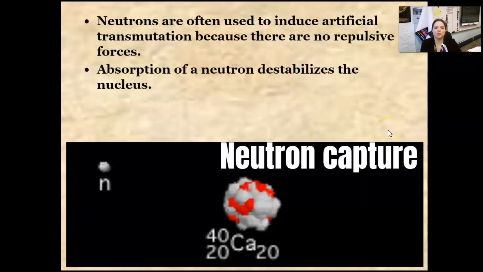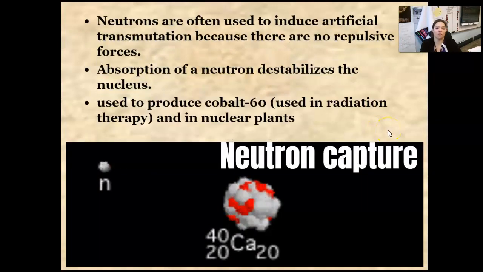All right, so neutrons are often used to induce artificial transmutation because there's no repulsive forces. Remember, neutron is neutral, it's Switzerland. So the absorption of a neutron destabilizes the nucleus, and it's used to produce cobalt-60, which is used in radiation therapy for good purposes and in nuclear plants. So this is called neutron capture. So we've had beta decay, alpha decay, positron emission, electron capture. So now we're looking at neutron capture.